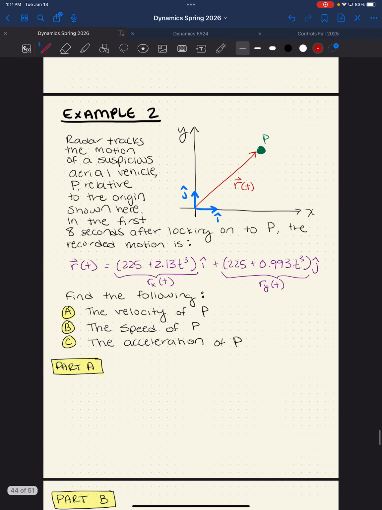All right, let's move into an example for 2D. I'll give you a little bit to write this down. So we have a very fancy radar. This radar is looking for suspicious aerial vehicles in the area. Radar tracks the motion of a suspicious aerial vehicle P relative to the origin shown here. In the first 8 seconds after locking on to P, the recorded motion is as follows, and I have an expression for the position as a function of time. Your job is to find the velocity of P, the speed of P, and the acceleration of P.